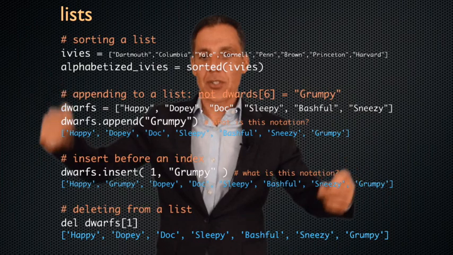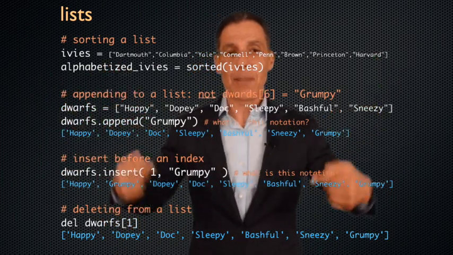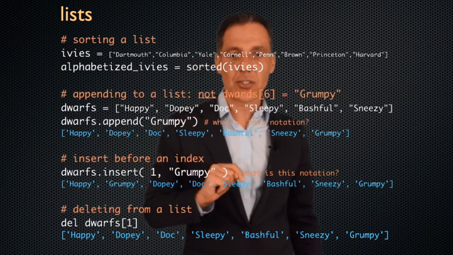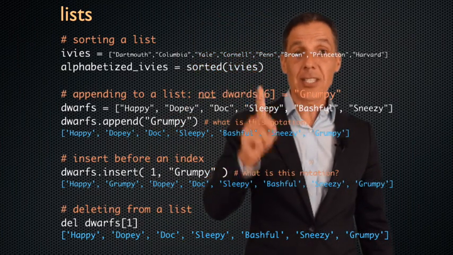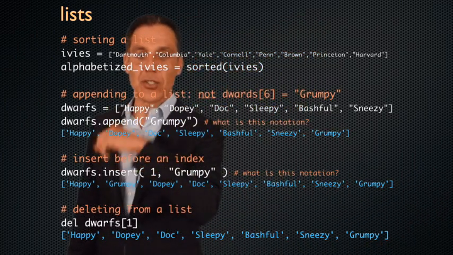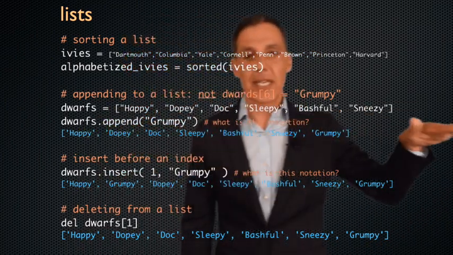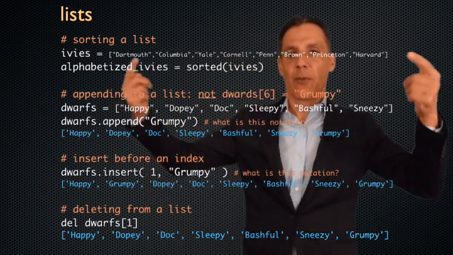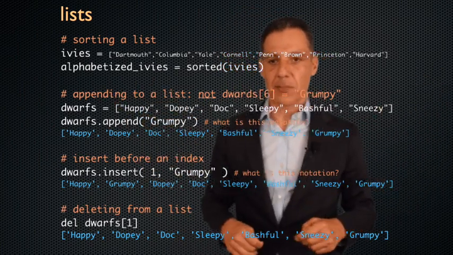So Ivies is equal to this. You can sort these alphabetically, alphanumerically, or numerically by calling the built-in function sorted. It takes a list, it makes a copy of it, and hands it back to you into whatever variable you want, and it will be in sorted order. So that's just a nice little function that Python gives to you for sorting lists.